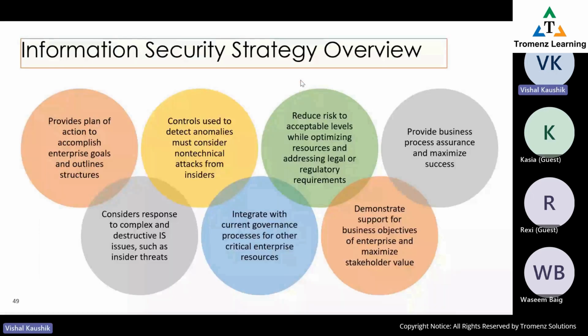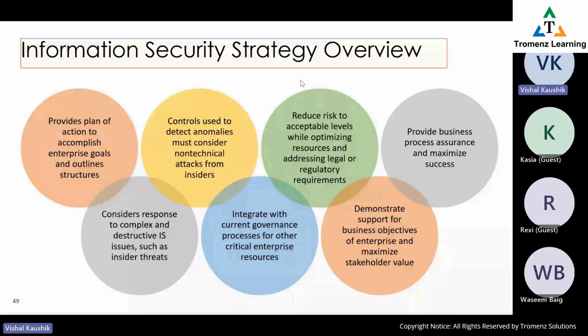Okay. Now, if we are to move next, looking at the security strategy overview, it basically provides the plan of action used by the information security manager to accomplish the enterprise goals and objectives. It provides the plan of action to accomplish the enterprise goals and outlines structures. So that is one part of the strategy overview.